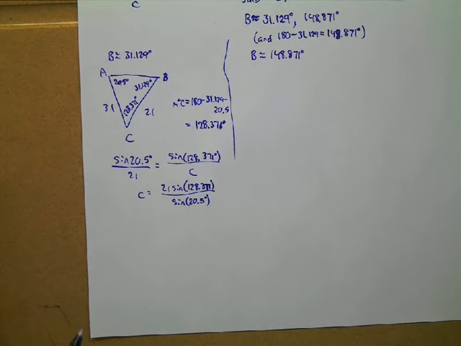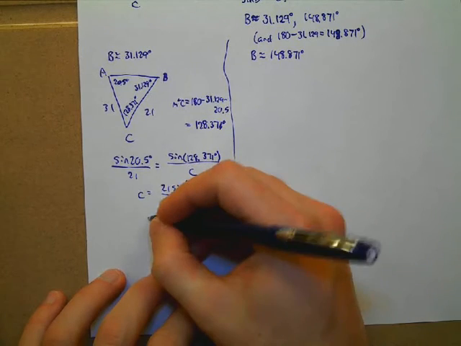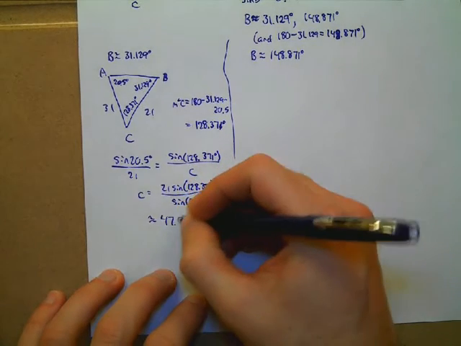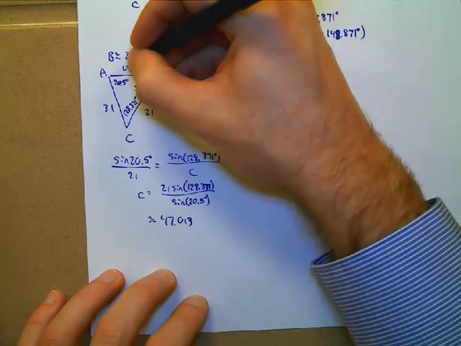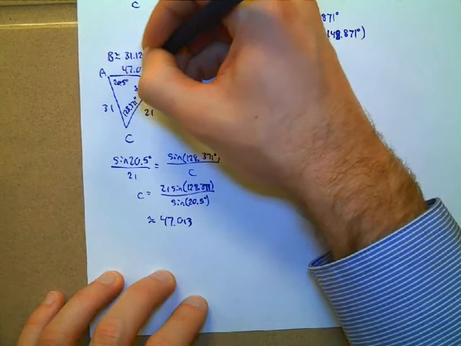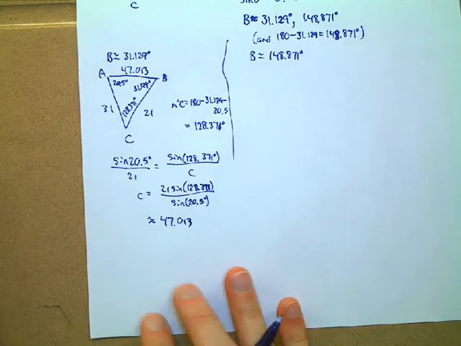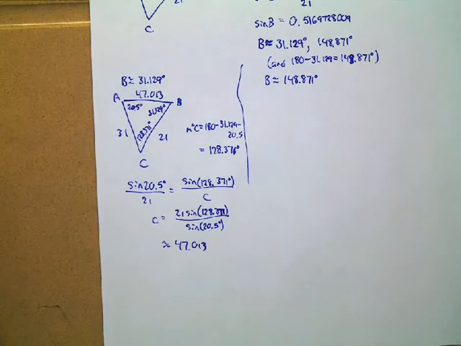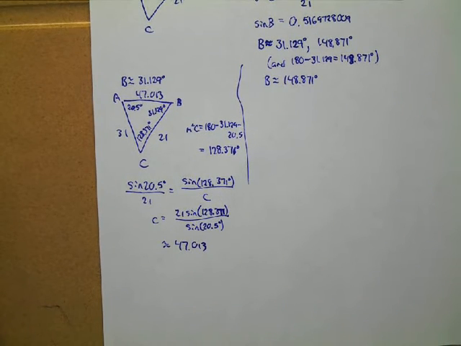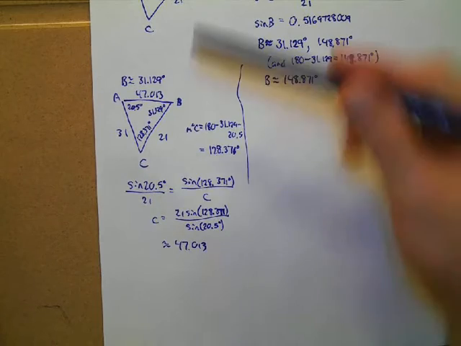Again, if we examine this triangle, it makes sense. The smallest angle, A, is opposite the smallest side, 21. The biggest angle, C, is opposite the biggest side, little c, the 47.013. And the middle angle, 31.129, is opposite the middle length side of 31. So this triangle makes sense.